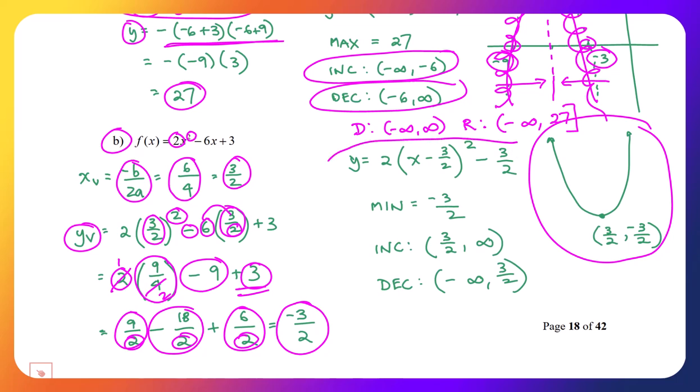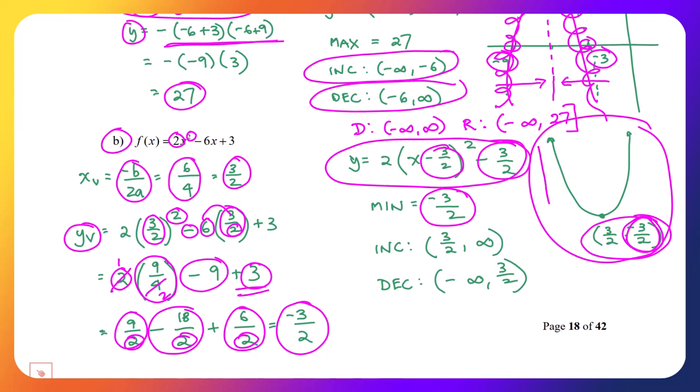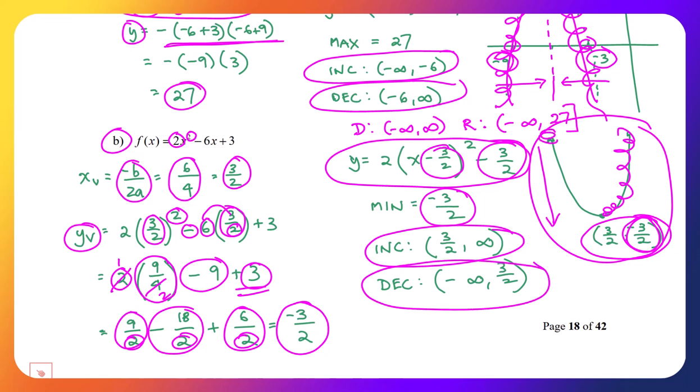So here's our equation in vertex form, because we know the x-coordinate of the vertex and the y-coordinate. There's our vertex. So the minimum value of the function is the y value. It's how far down it goes in terms of y. It's increasing from the vertex to the right. It's decreasing to the left of the vertex until it gets to the vertex, left to right.